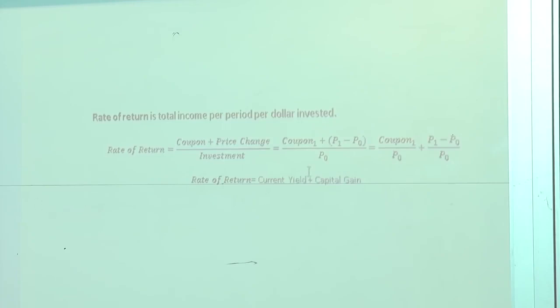That applies to both bond and stock. So if it's a stock, this is annual dividend divided by P0, and we call that dividend yield. For coupon, we call that current yield. And then for stocks, these are the capital gain or capital loss. So that applies to both bonds and stocks.